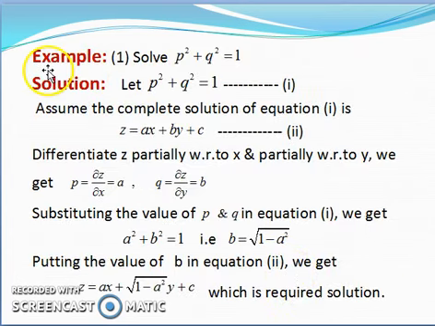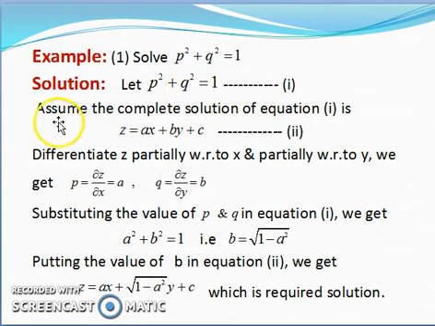Now illustrations. Example number 1. Solve the partial differential equation p square plus q square equal to 1. Look at this equation. There is no x, y and z. So this partial differential equation belongs to standard form number 1. Let us denote this equation by equation 1.